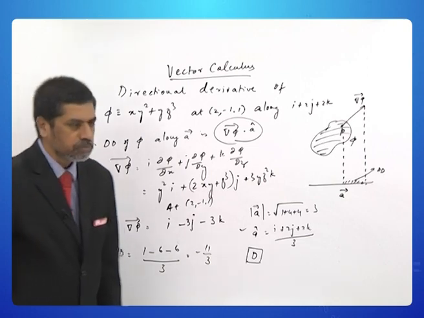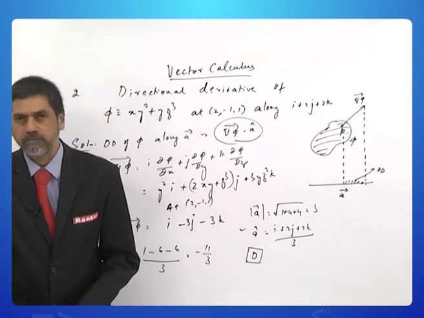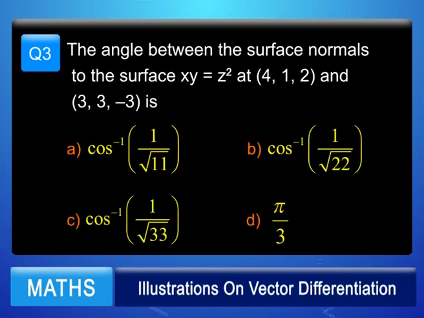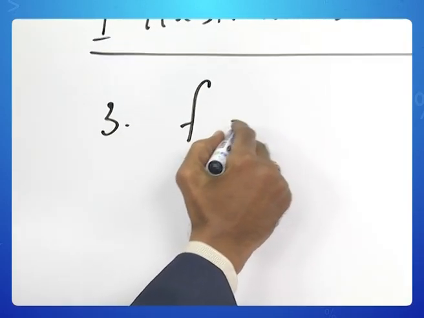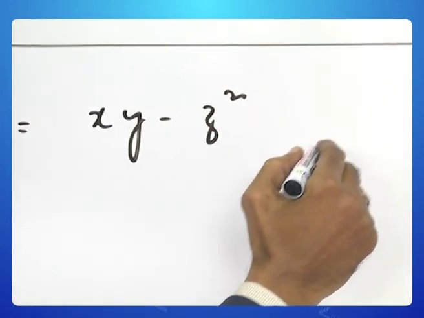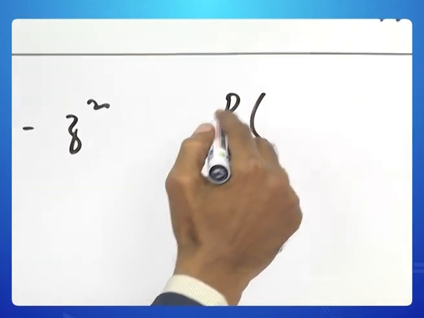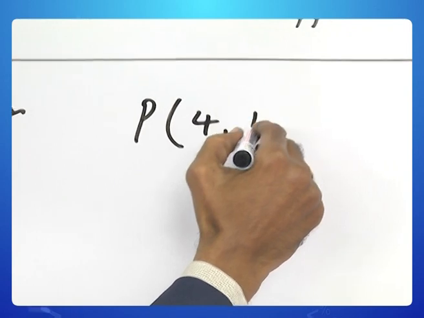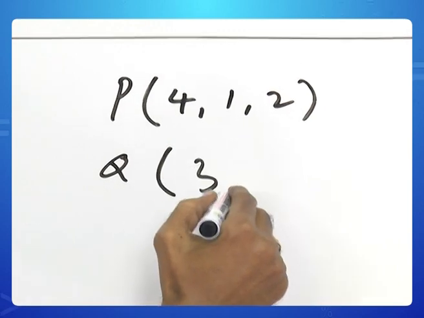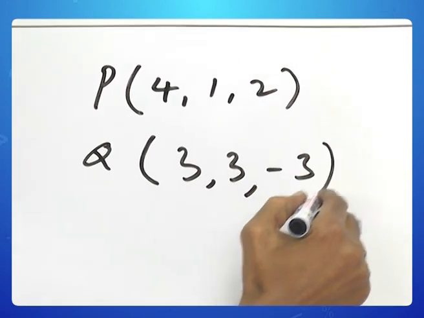So it's a very fundamental concept based on projections. Question number 3: find the angle between the surface normals to the surface xy = z squared at the points (4, 1, 2) and (3, 3, -3). So we are given a surface xy - z squared. Let us say we are given point P as (4, 1, 2) and point Q as (3, 3, -3).